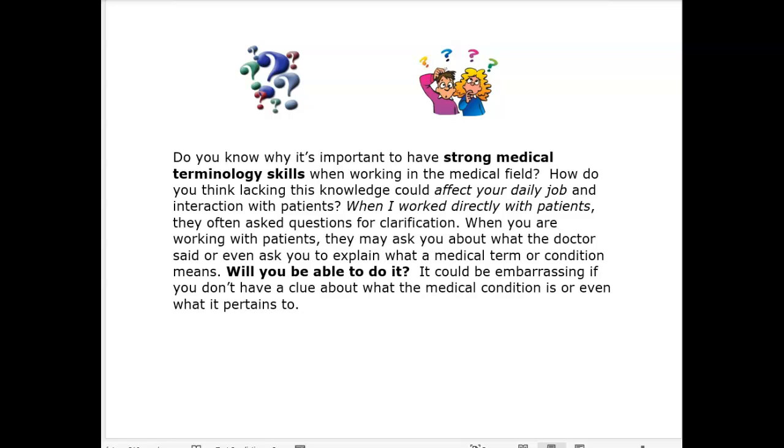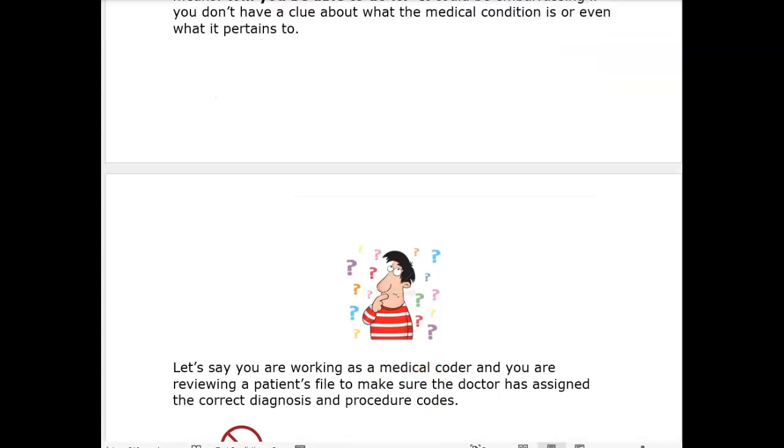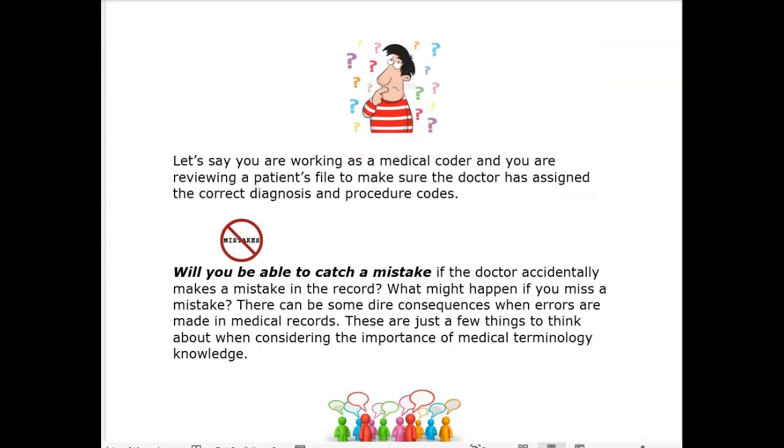It could be embarrassing if you don't have a clue about what the medical condition is or even what it pertains to. So let's say you are working as a medical coder and you are reviewing a patient's file to make sure the doctor has assigned the correct diagnosis and procedure codes. Will you be able to catch a mistake if the doctor accidentally makes a mistake in the record? What might happen if you miss a mistake?